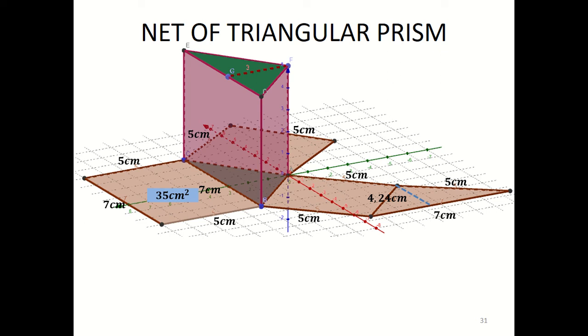To get this area of 35 square centimeters, I simply multiplied 7 centimeters with 5 centimeters. That is a rectangle, all right? Hence, I multiplied length times breadth. And for the second rectangle, I get 25 square centimeters, which is 5 centimeters multiplied by 5 centimeters. It's a rectangle, so it's length times breadth. And the last one will be 5 centimeters multiplied by 4,24 centimeters. Please know that 4,24 centimeters is this side.